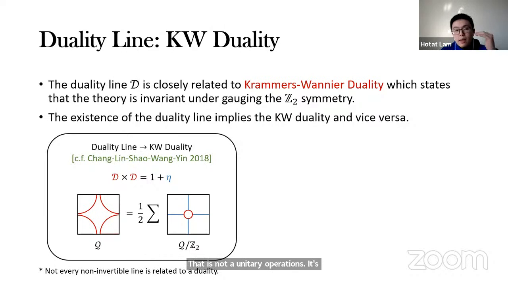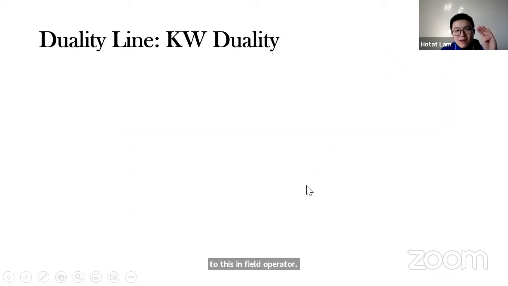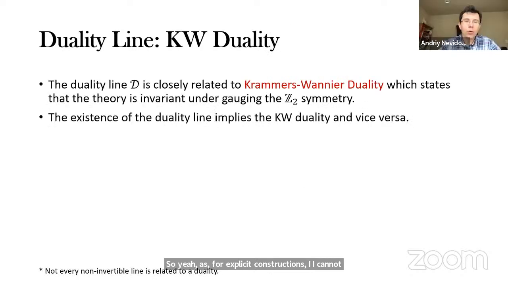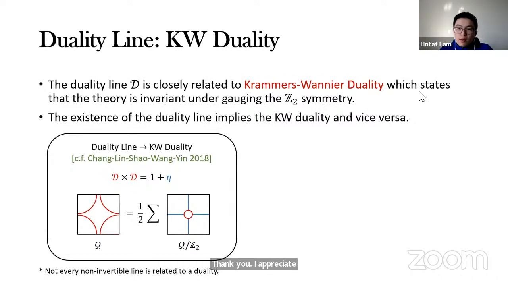it will annihilate some of the states. This is expected from the action on the CFT that I described here: this duality line will annihilate a state that corresponds to the spin field operator. As for the explicit construction, I cannot explain it right now, but there are papers that work it out explicitly. Thank you, I appreciate it. Okay, good.